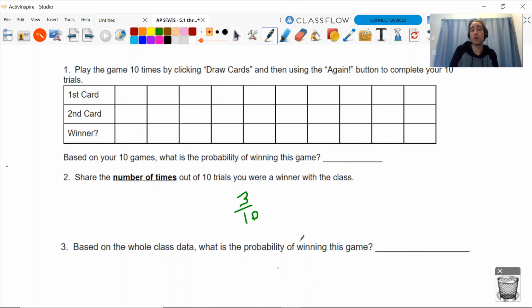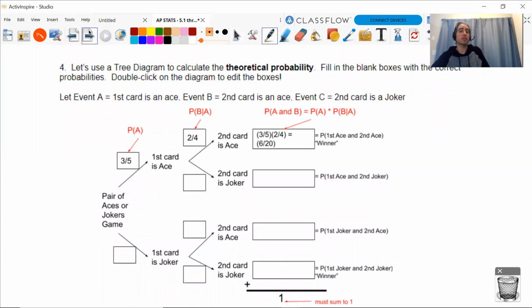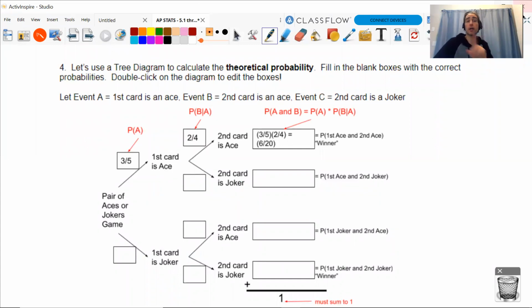So in our scenario here, based on the whole class data, what's the probability of winning this game? Well, I just did this myself. So if I'm only going by what I have, then I would say 30%. Now, I don't know if that's right or not, but we're going to find out using what we call a tree diagram. So this has already kind of been started for you, but what we're going to do is fill in the boxes with the correct probabilities. Double click on the diagram to edit the boxes. Well, you can write on your own here. Let's talk about what we have first.